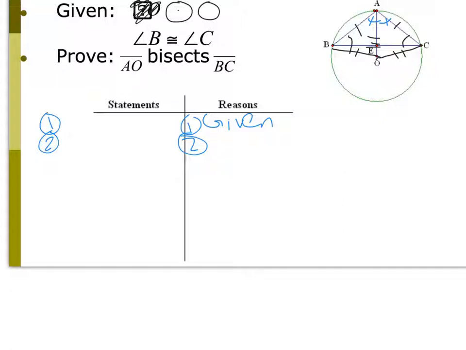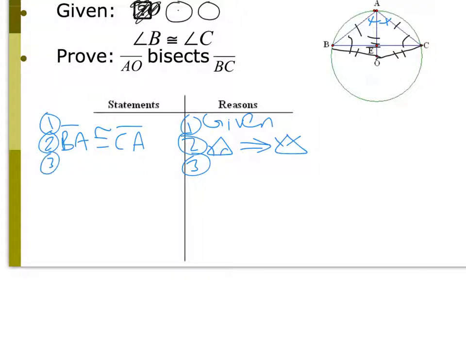Let's start with BA congruent to CA. That is if angles, then sides. All right. And then I believe we said draw BO and draw CO. And we'll say aux line, or two points determine a line, or whatever.